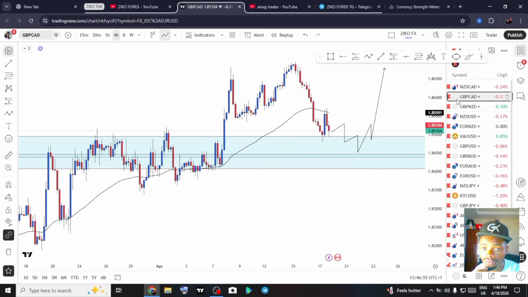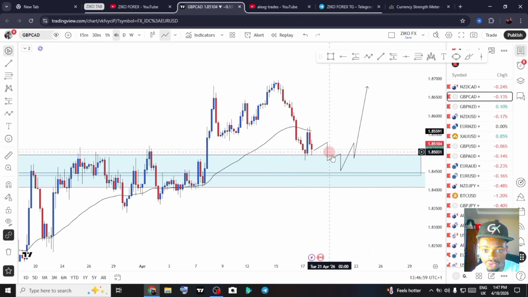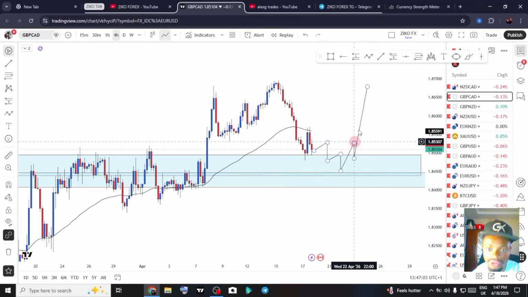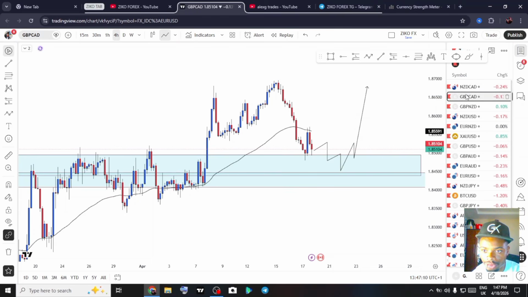GBP CAD. Wow. So GBP CAD, apparently I'm waiting for price to continue bearish for some time and have a slowdown before the shift, before we potentially buy. So I think only one of these two, NZD CAD or GBP CAD, might actually give us the opportunity next week, right? I don't think both of them are going to give us the opportunity simultaneously, right?